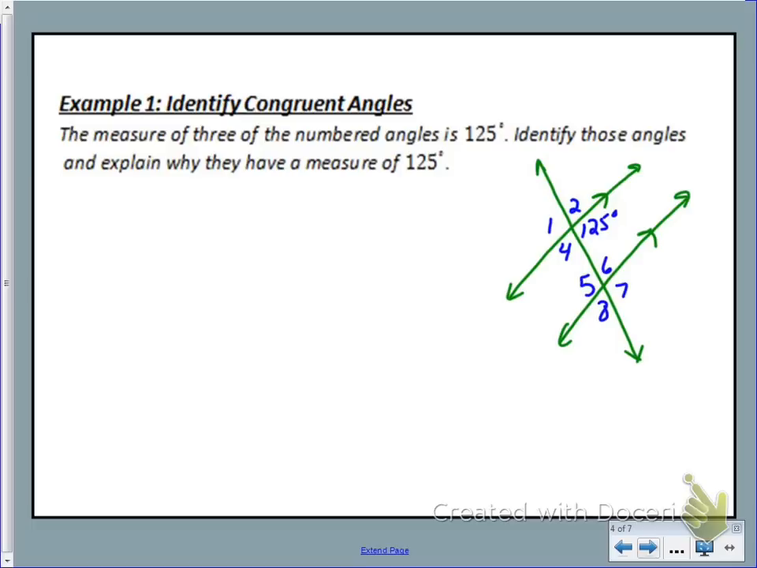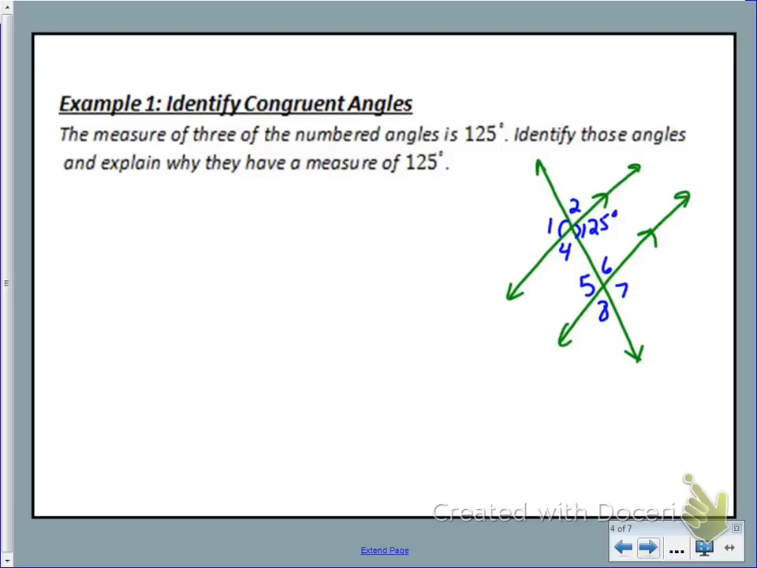And then we have these numbered angles as well. It tells us that 3 other angles are 125 degrees. We need to tell what those angles are and give a reason why. And keep in mind our reason should be in if-then form. So the first angle that I'm going to think about as being congruent to 125 is angle 1.